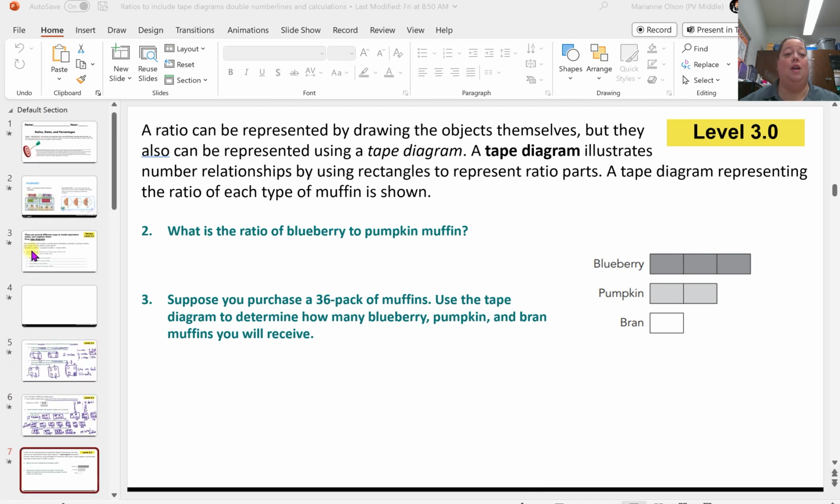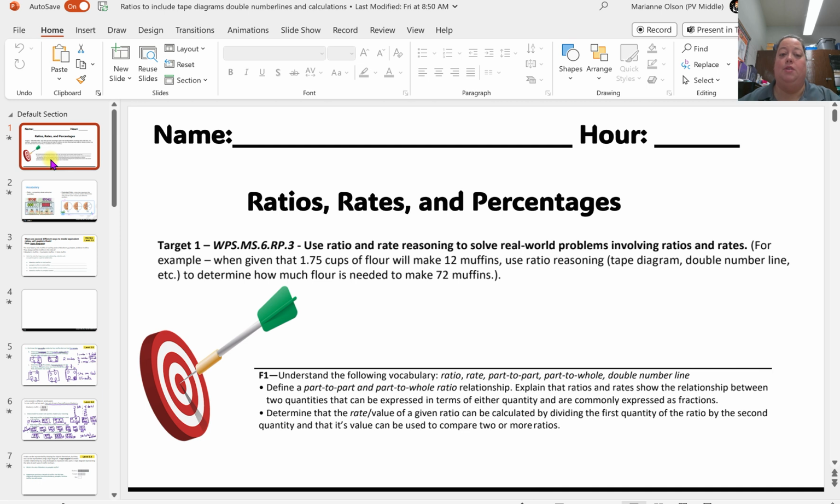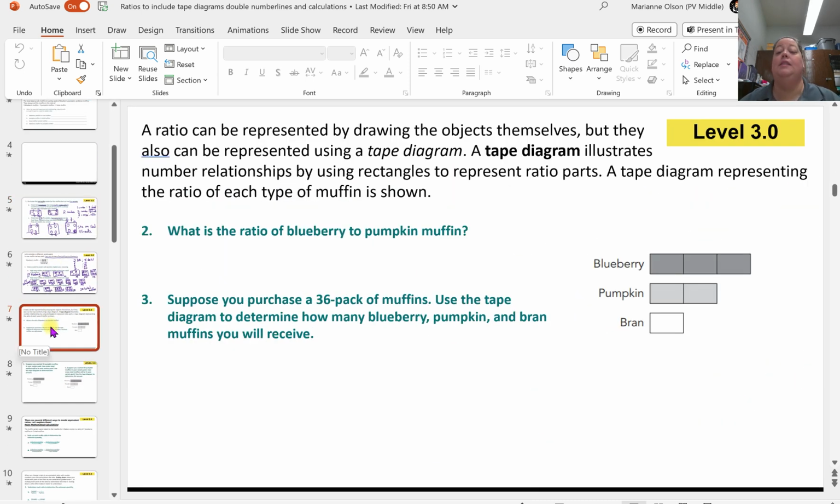We are still working on target 1 with ratios, rates, and percentages. Use ratio and rates reasoning to solve real-world problems. Now, we learned how to do this with a model. What we are learning today is the tape diagram.